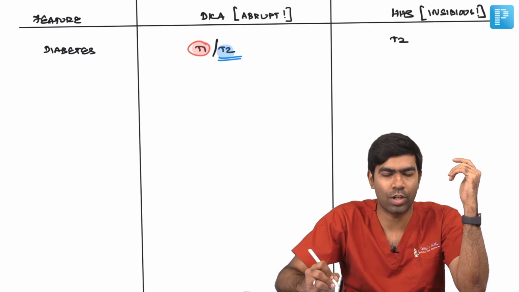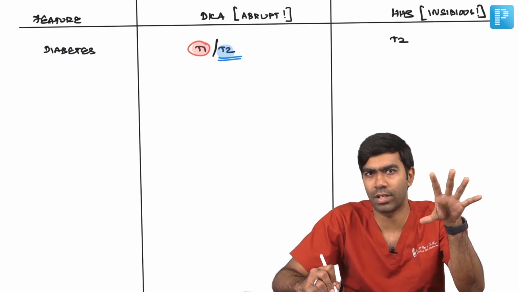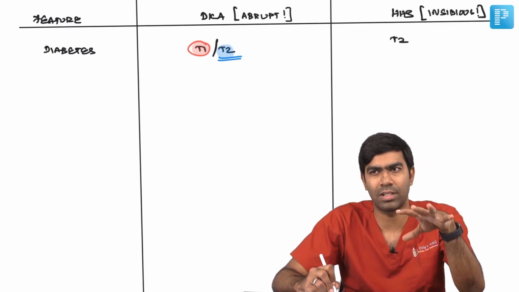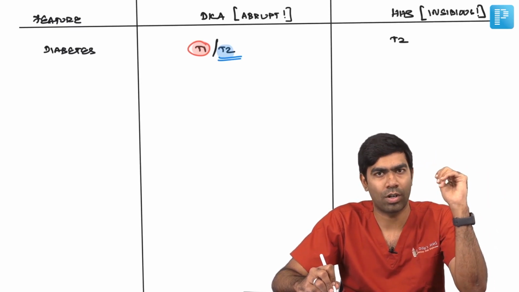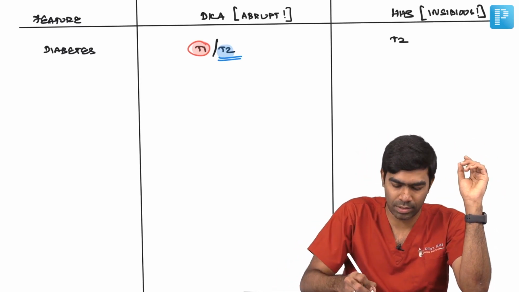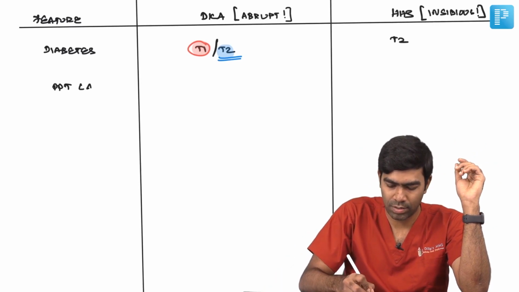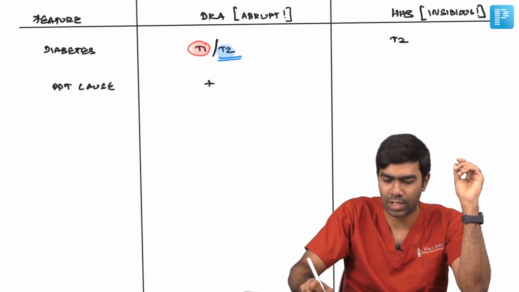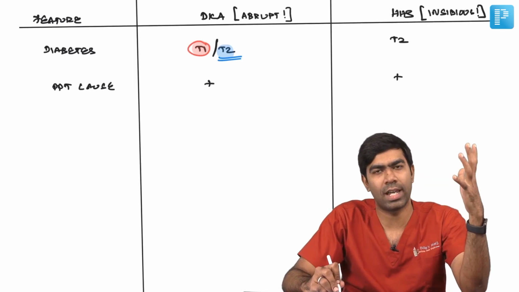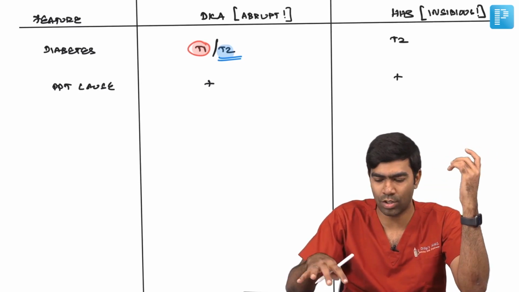Whereas HHS is usually a complication of type 2 only, because there is some insulin here. So some insulin being present is definitely not a feature of type 1 at all. So it must be type 2 diabetes mellitus. And will there be any precipitating cause? There is no difference in that. Precipitating causes can be seen in both DKA as well as HHS, like infection and surgery. So that's not a difference.